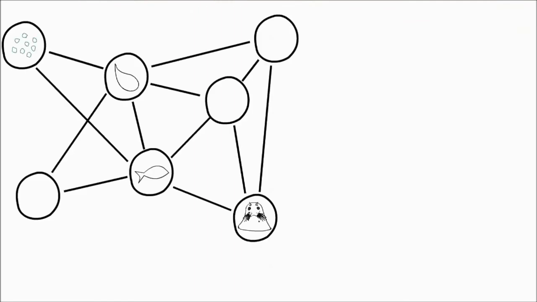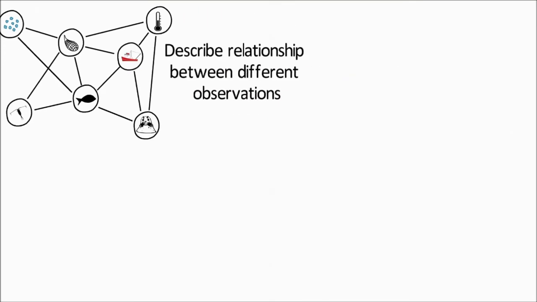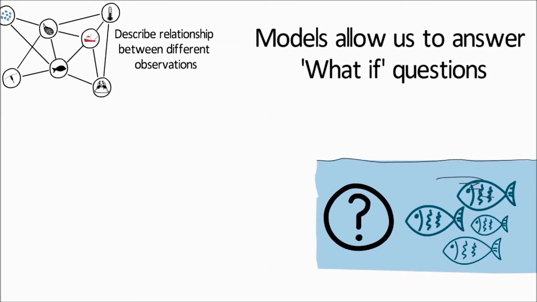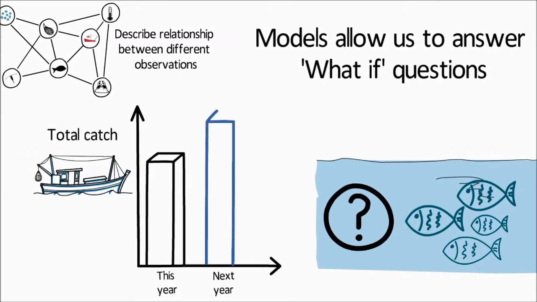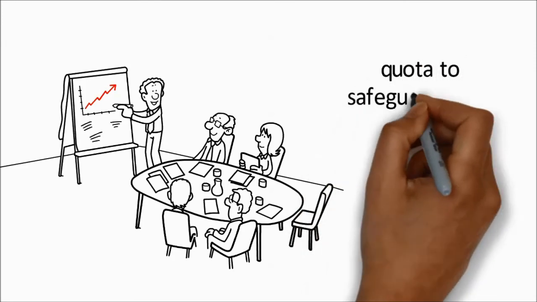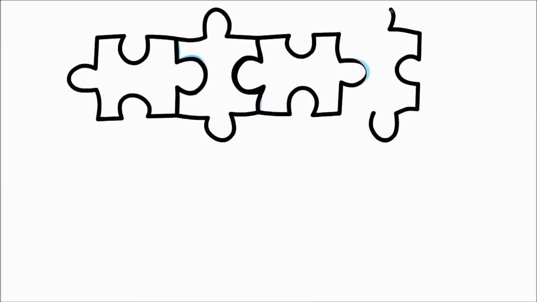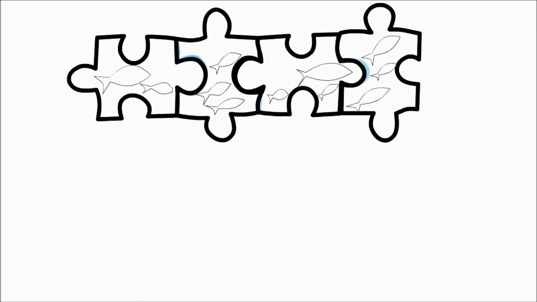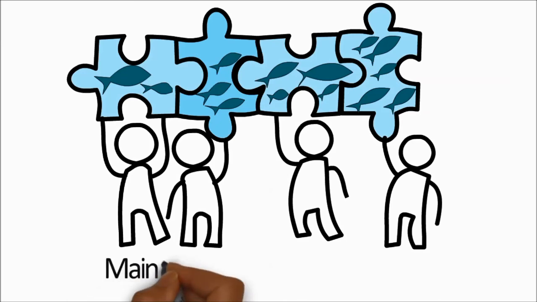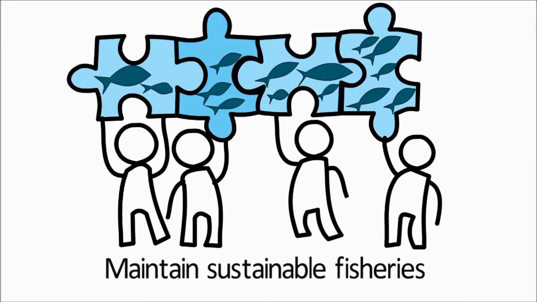Fisheries models are used to help describe the relationship between different observations and allow us to answer what-if questions, such as, what will happen to the future numbers of mature spawning fish in the sea if catches go up or down by a certain amount? Scientists can then provide advice on quotas and other management measures to help ensure that the stocks are safeguarded for future generations. In summary, stock assessment models transform complex observations from many different sources into an overall view of stock health, which can then be used to set fishery management measures in order to maintain sustainable fisheries.